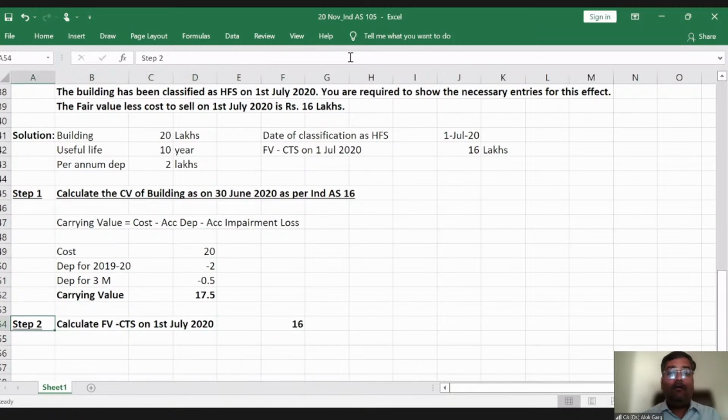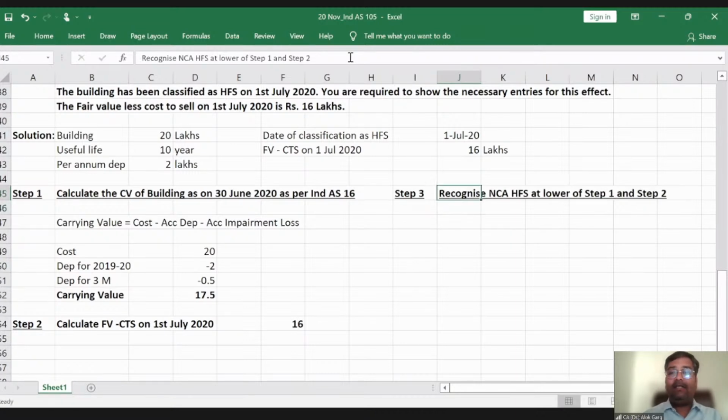Now, what is my step number 3? Step number 3: Recognize NCA HFS at lower of step 1 and step 2.